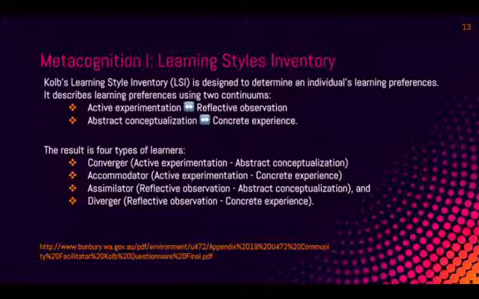The assimilator, you're combining reflective observation with abstract conceptualization. So you're looking at what's going on, and then trying to combine that with theorizing about what could work. And the diverger, reflective observation and concrete experience. That's an interesting one. You're looking at what's going on and combining it with your own experiences. We'll think about those more in the weeks to come, I think. But that's just a general overview.